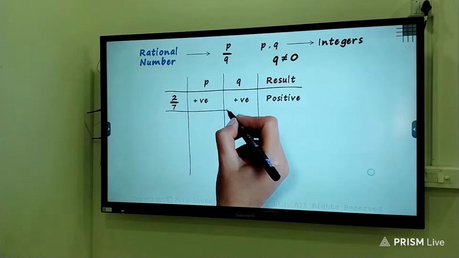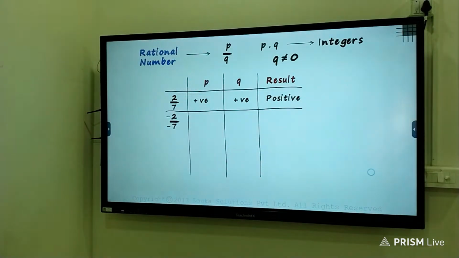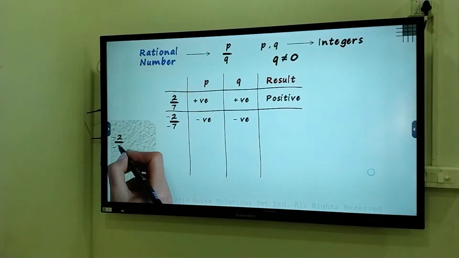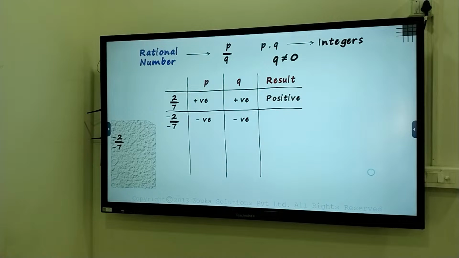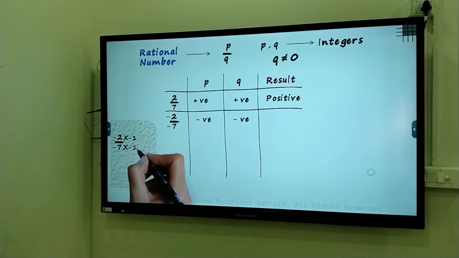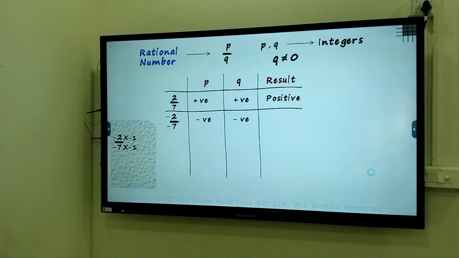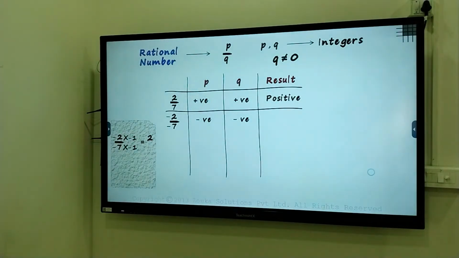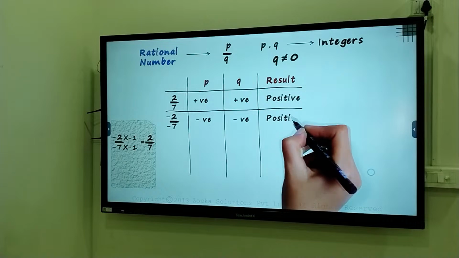Let's think of another number. Say minus 2 by minus 7. Here, p as well as q are negative. Does that mean this is negative? Let's write it down on a scratch paper. Minus 2 by minus 7. Let's multiply the numerator as well as the denominator by minus 1. This means that we are just multiplying it by 1. Minus 2 times minus 1 gives us 2, and minus 7 times minus 1 gives us 7. This means that this rational number is equivalent to this one, and it is positive.